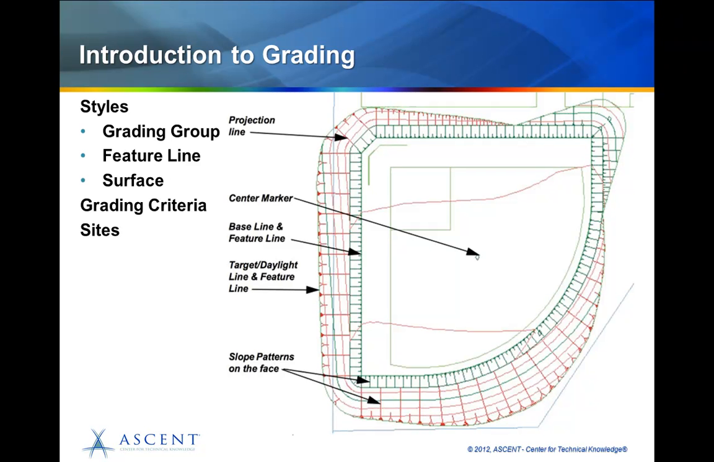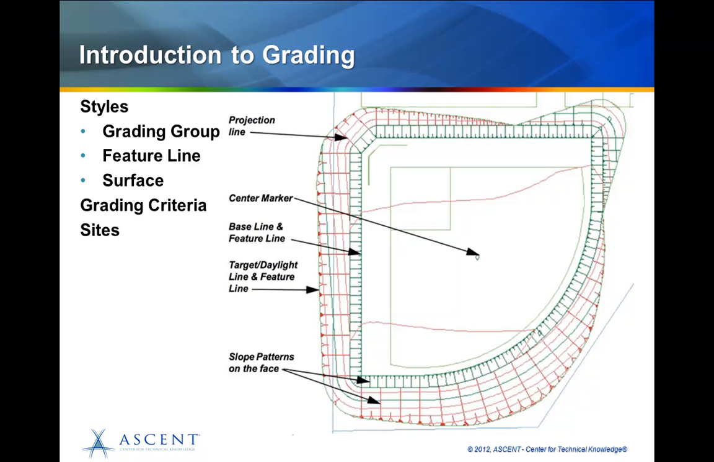So like I said, the first chapter is the introduction to grading, and we talk quite a bit about grading styles. We actually create a grading group style. We create slope patterns for that style. We create feature line styles, and we create surface styles to help us understand what's actually happening as we're grading our site. Then we go in and we start creating some grading criteria so that we can set specific standards for the types of gradings we're doing.